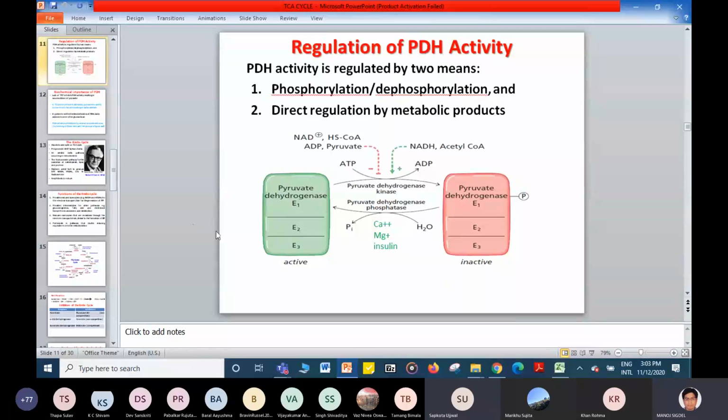This is the regulation of pyruvate dehydrogenase. Two types of regulation are there. One is regulation by phosphorylation and dephosphorylation, and the next one is by the metabolic products.